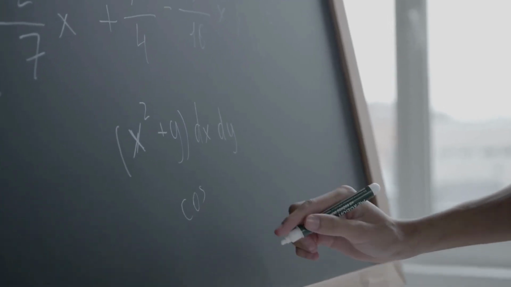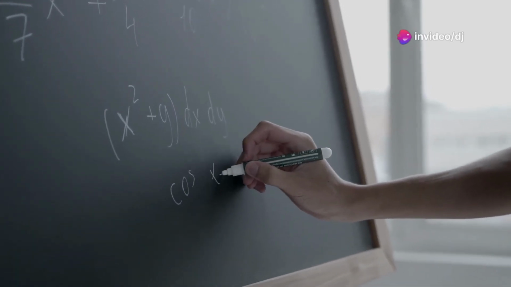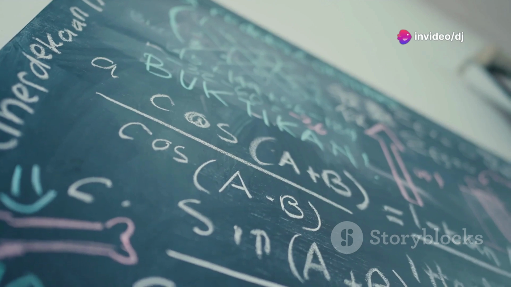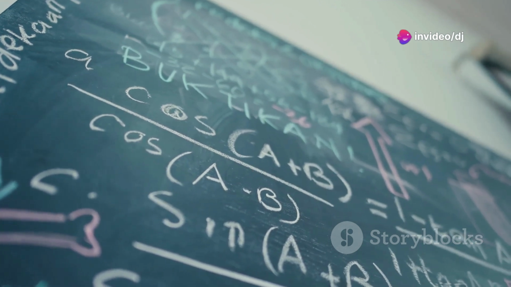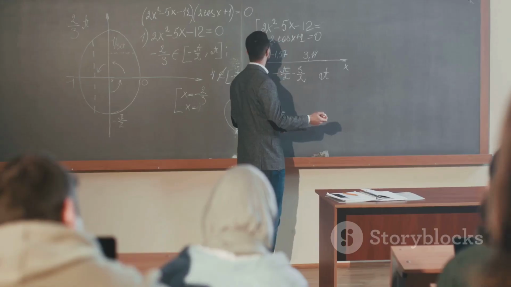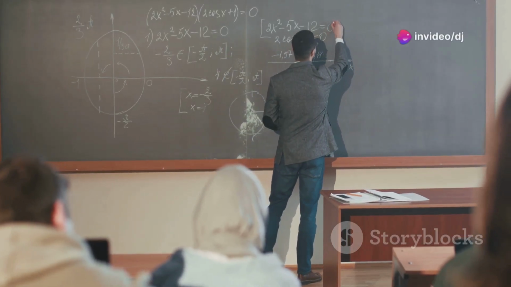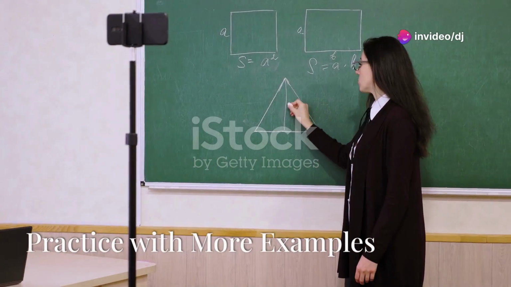Suppose we have f(x) = sin(x squared). Here the outer function is sin(u), and the inner function is u = x squared. The derivative of the outer function sin(u) is cos(u). The derivative of the inner function u = x squared is 2x. Applying the chain rule, we get f'(x) = cos(x squared) * 2x.